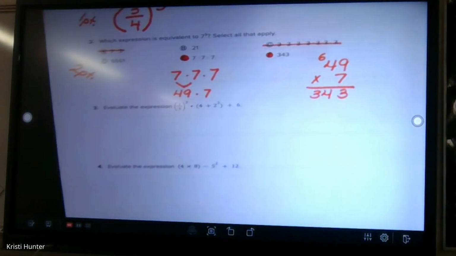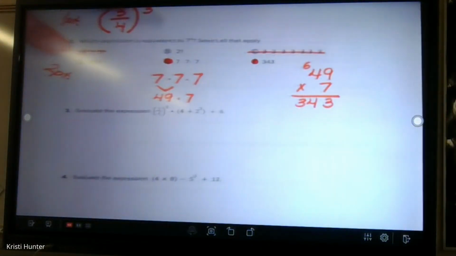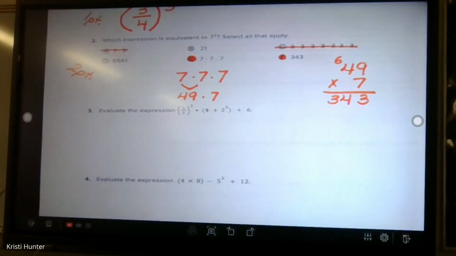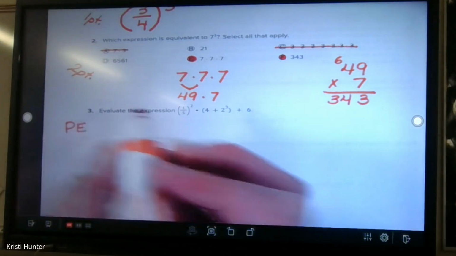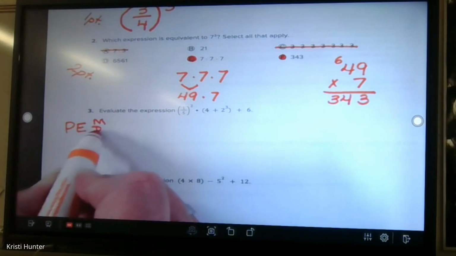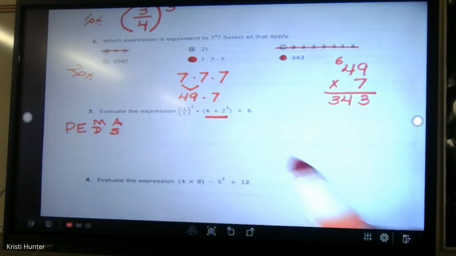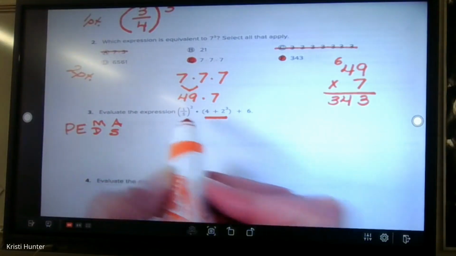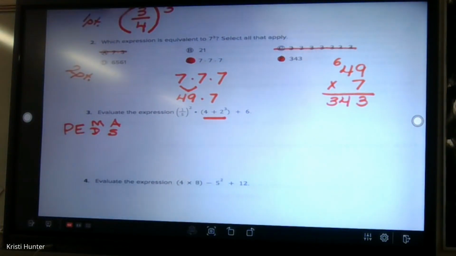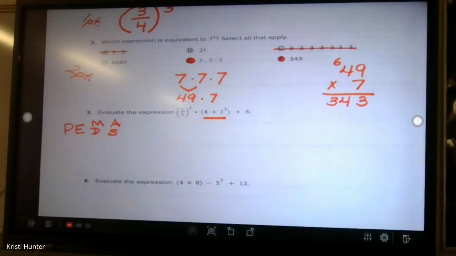Number 3, we are now evaluating the expression. Remember, evaluating the expression just means finding the answer. So when we find the answer to a numerical expression, we always use our PEMDAS. So remember, parentheses, exponents, multiply and divide in the same step, and add and subtract in the same step. So when I look at this problem, I see parentheses here. There are parentheses here, but remember, like we talked about in number 1, it's just to show us that it's the 1/5 to the second power. So we're going to do just this set of parentheses.